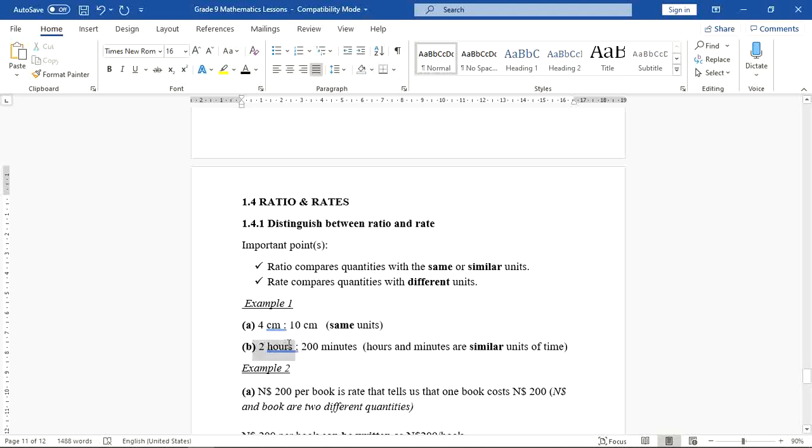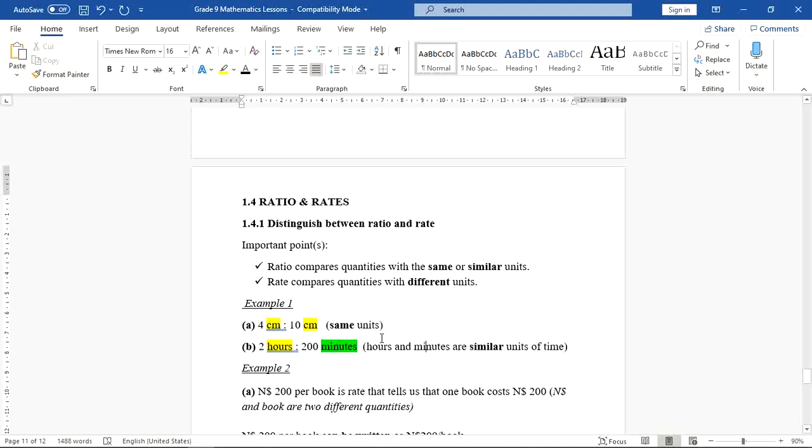Now look at B. You have 2 hours to 200 minutes. So you are doing a comparison between 2 hours and 200 minutes. These units are not the same. Hours are not the same as minutes. We can say that they are similar because they are all units of time. But in A, these units are the same, so it's just a matter of finding the highest common factor of the two numbers. But in B, these are all units of time, so they are not the same, they are similar. So this one is also a ratio.